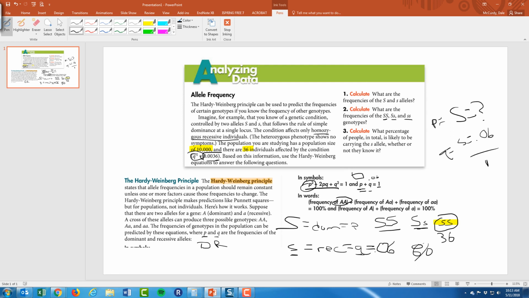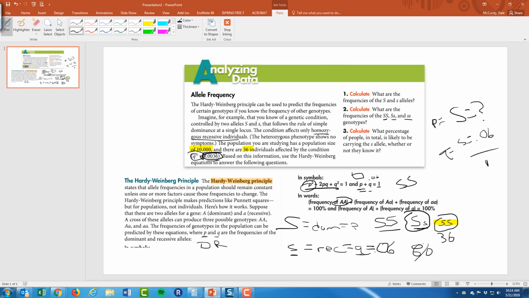2pq is you take whatever you got for p, whatever you got for q, multiply those by each other, then multiply by 2, and that's going to be your big S, little s genotype. And then finally, we already had q squared. They gave it to us. So that's your distribution for little q, which we figured out up here. So little s is this. So they gave you that answer.